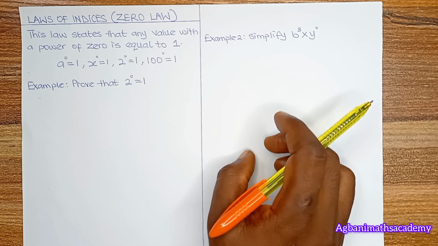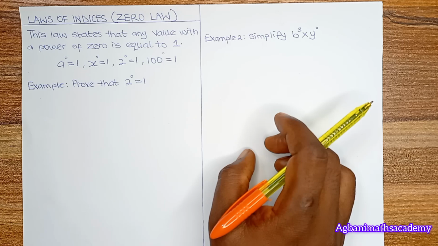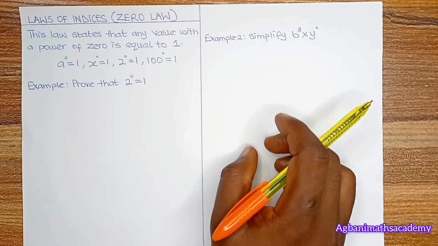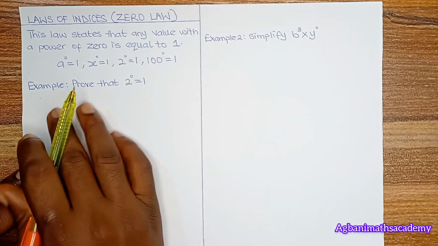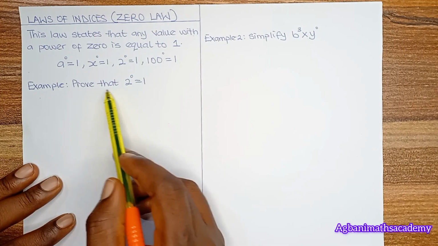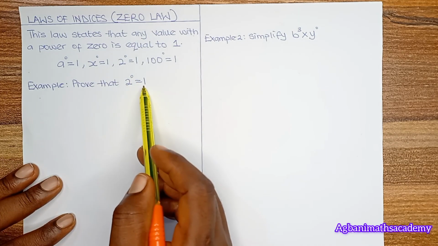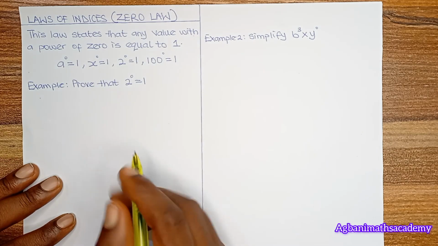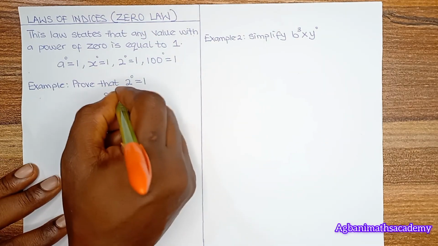So we have considered two laws before now, the law of addition and the law of subtraction. Now we are looking at the third law. But how do we know that any number to the power of 0 is equal to 1? We are going to prove this in this example. We are told to prove that 2 to the power of 0 is equal to 1. Let's do that together. Solution.